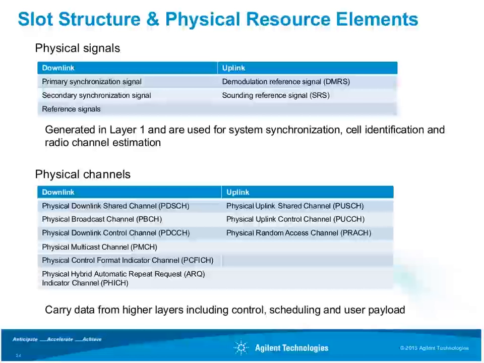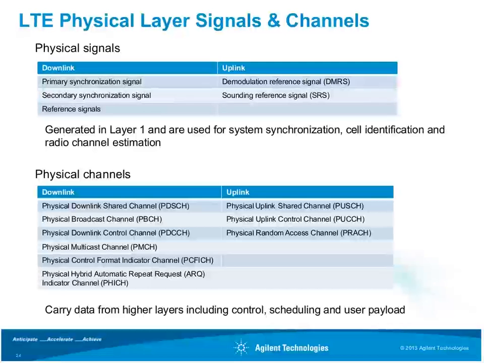The LTE frame has physical signals and channels, so let me just give you a brief description of some of these for the downlink and uplink. There are synchronization signals for the downlink. These are used by all the UEs for timing and center frequency, as well as the process called cell identification. If you're familiar with the UMTS process, it's similar to the scrambling codes and finding the code groups.